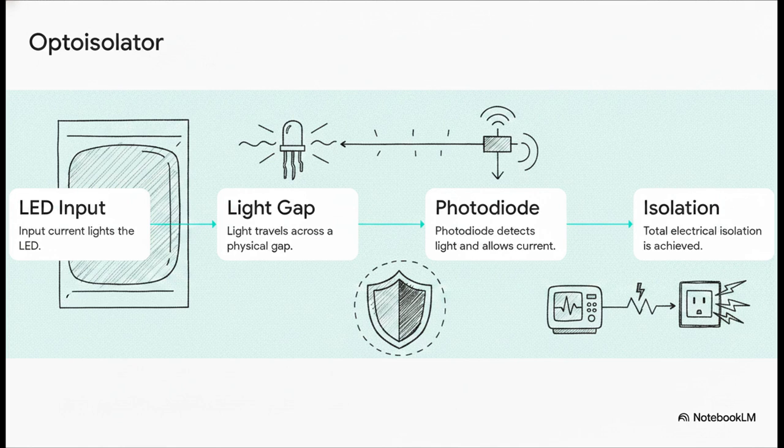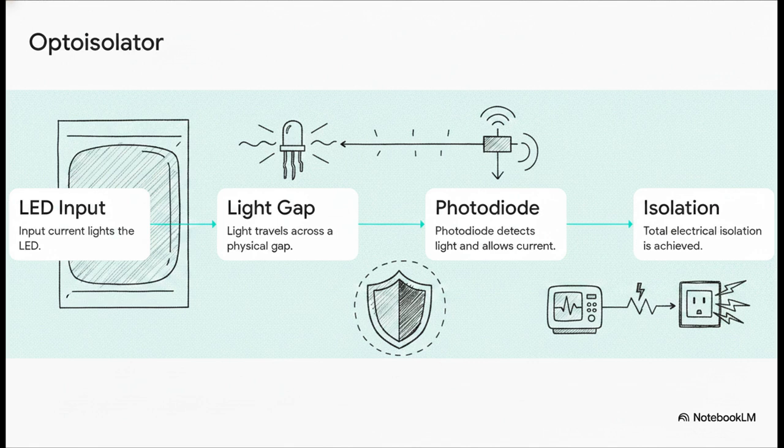And knowing this leads us to a really profound question. What happens if we combine them? What if we build an optoisolator? We can place an LED and a photodiode inside a single, sealed package just facing each other. When a signal pulses through the LED, it flashes light across a tiny little physical gap. The photodiode sees that light and instantly replicates the electrical signal on the other side.